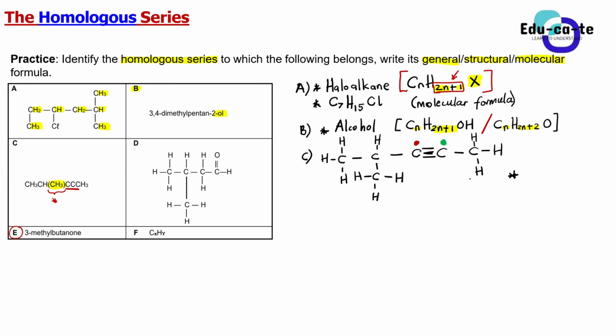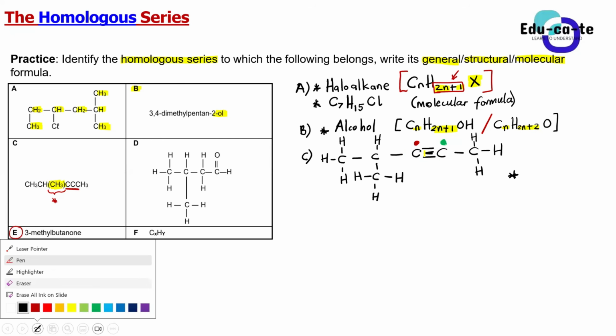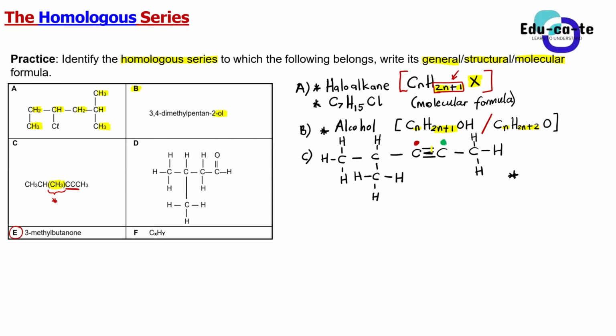Alkyne. Yes, it's an alkyne. Give a reason for your answer. There's a triple bond between the carbons. Yes, guys, the functional group for an alkyne is a triple bond. So whenever you see a triple bond between 2 carbon atoms, then you can say that your homologous series there is an alkyne.